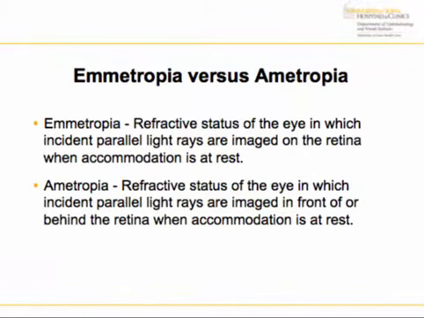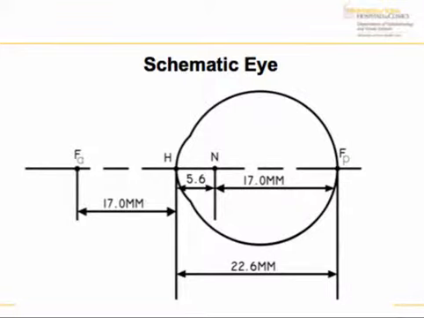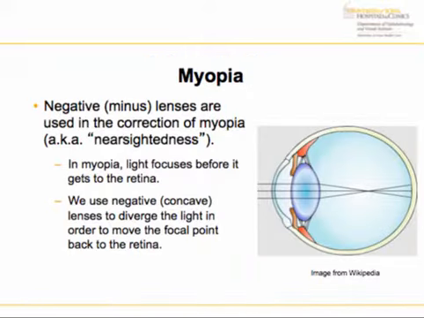A person is said to be emmetropic or have emmetropia when parallel light rays focus on the retina with accommodation at rest. A person is said to have ametropia when parallel light rays are imaged in front of or behind the retina, again with accommodation at rest. Here you see an image of a schematic eye. For purposes of ophthalmic optics, the emmetropic eye is defined as being 22.6 millimeters in length and having a refractive power of 60 diopters.